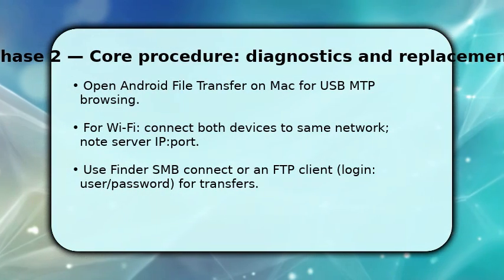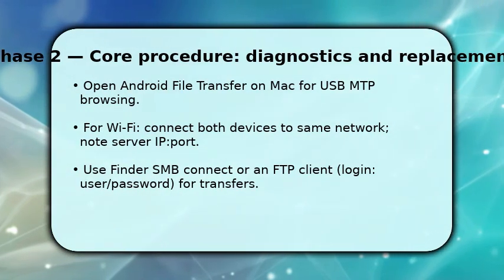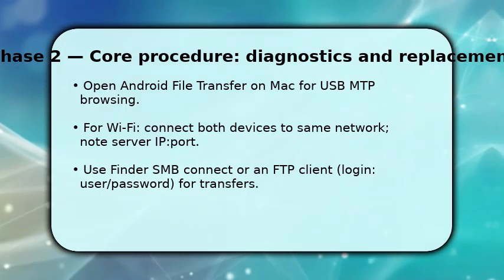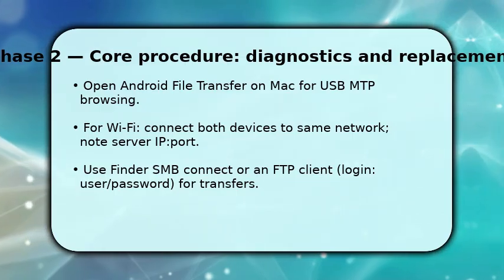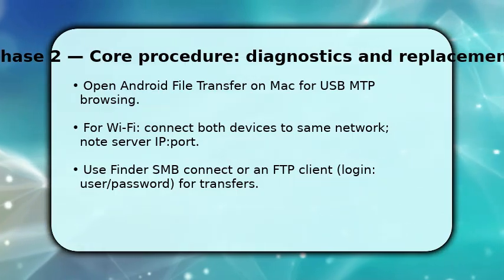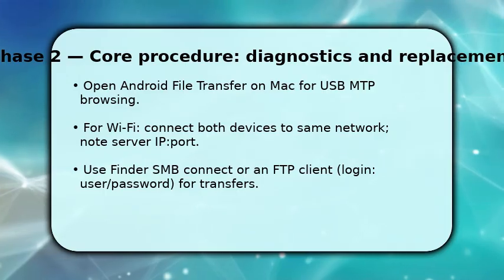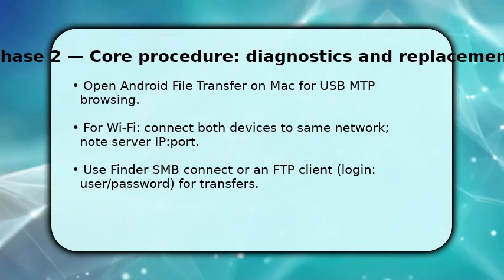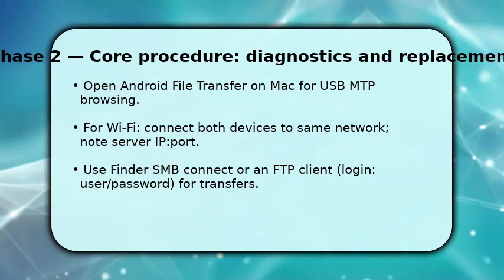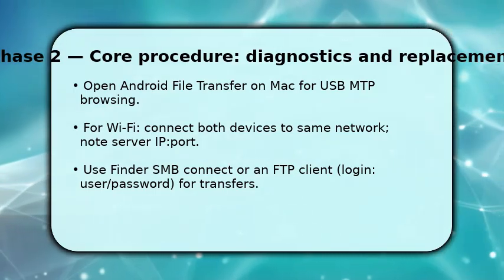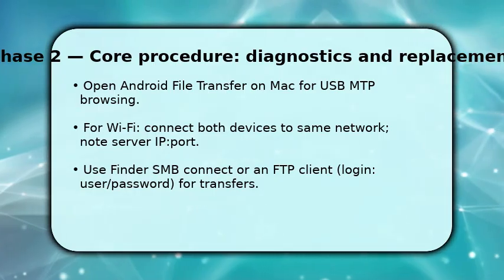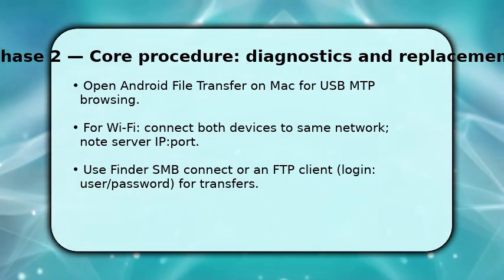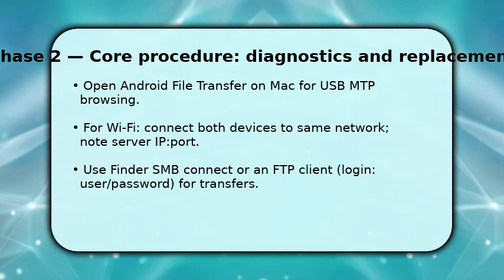Now perform the transfer itself. If using USB, open Android File Transfer on the Mac and navigate folders. Drag and drop files to your Mac. For Wi-Fi, make sure both devices share the same network. Launch the Android SMB/FTP app and note the IP address and credentials. On the Mac, use Finder's Connect to Server for SMB or an FTP client for FTP. Enter the IP, port, and login. Make sure transfer is complete before disconnecting, because partial writes corrupt.